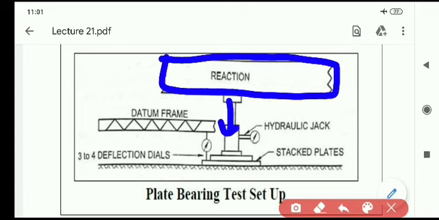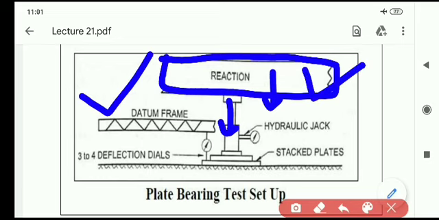This load is the standard load which we are going to apply for the plate load test, and the load is applied through the reaction frame and settlement is measured through the datum frame. So two frames are there in this concept. One is reaction frame, other one is datum frame. The load is applied through the reaction frame and those loads are noted down, and deflection, that is settlement, is noted through the datum frame, and those settlements in millimeters are noted down.